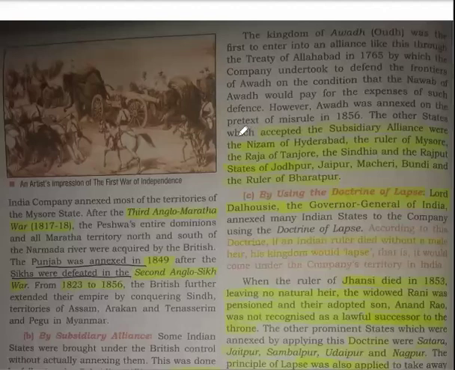So guys, the other states which accepted this subsidiary alliance were the Nizam of Hyderabad, ruler of Mysore, Raja of Tanjore, the Peshwa, and the Rajput states of Jodhpur, Jaipur, Macheri, Bundi, and the ruler of Bharatpur.